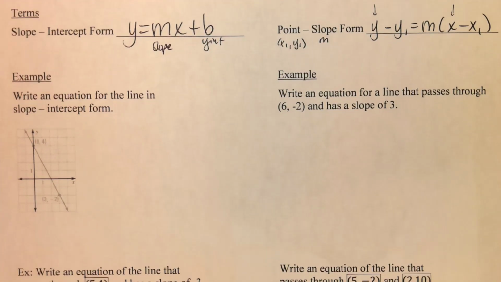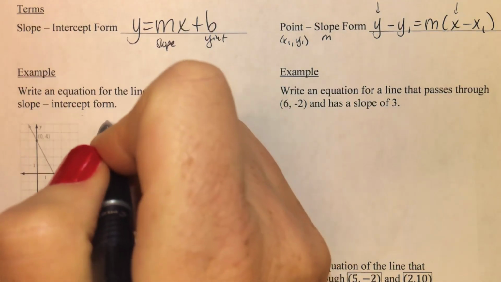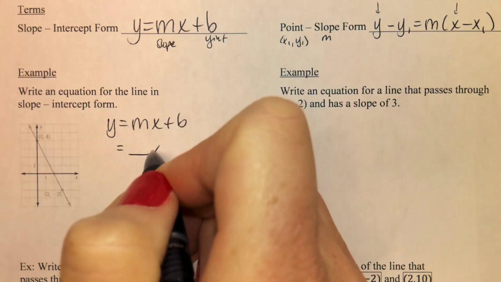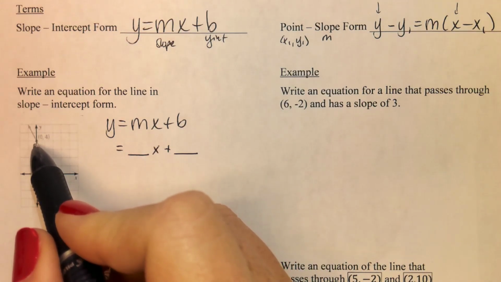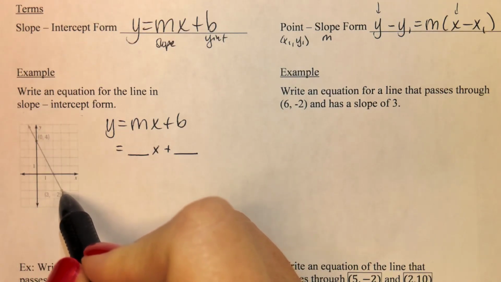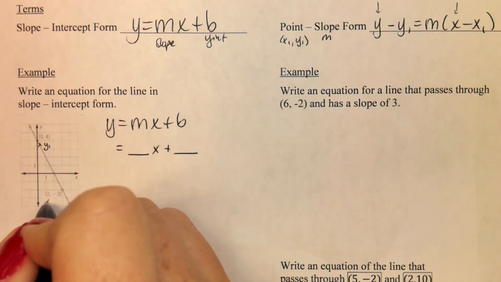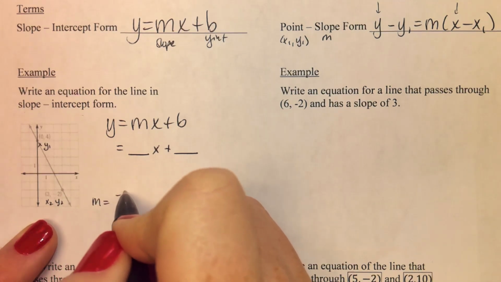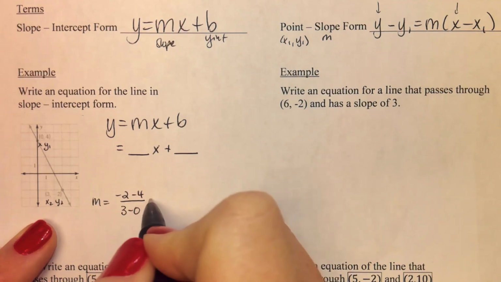So first one says, can you write an equation for the line in slope-intercept form? So we're going to practice that one time. So y equals mx plus b. That means I'm looking for a slope and a y-intercept. So slope I can actually compute. I've got a point here, 0, 4, and then another one, 3, negative 2. So I'm just going to go x1, y1, x2, y2. So I'm going to do negative 2 minus 4, and then 3 minus 0.